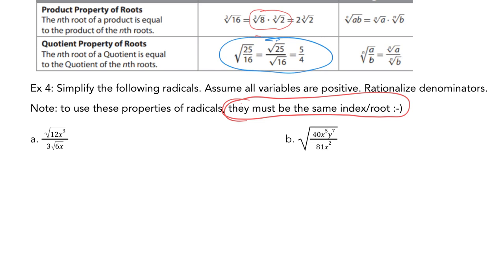Okay, so for this first problem, if I just look at the number parts first, I've got a 1/3. And then I can take these two roots and I can write them as a single root. So 12x cubed over 6x. And now I can reduce this fraction. So 12 divided by 6, that's 2. And I've got x cubed on the top and x on the bottom. That's just x squared.